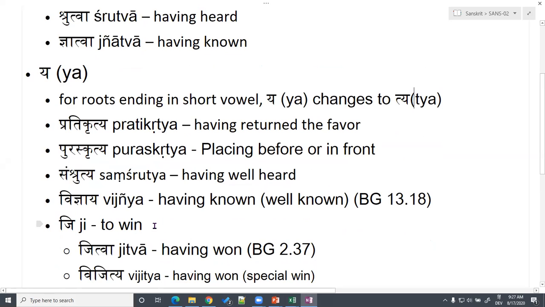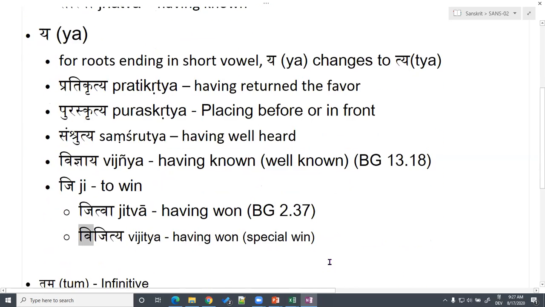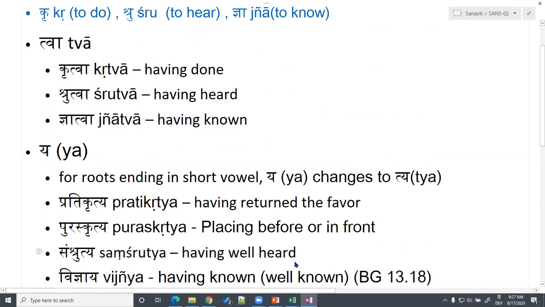Ji is another root which you are well familiar with, meaning to win. So jitva, having won, vijitya also means having won. Vi means, in a special sense, a special win. So that's how you form the gerund. It's pretty simple, as you can see. There is not really much of any complexity here.